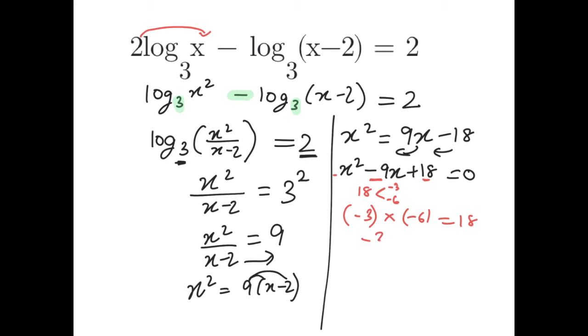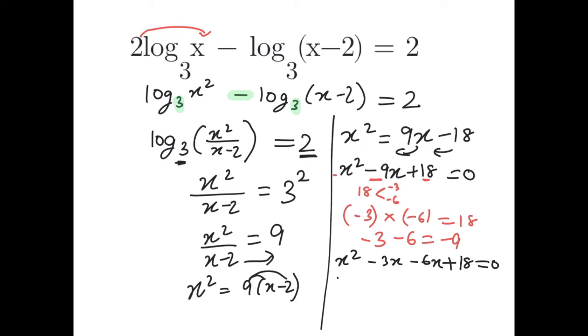But if we do negative 3, negative 6, we also get negative 9 like we wanted. So if we write it as x squared minus 3x minus 6x plus 18 is equal to 0, negative 3x, negative 6x is still equal to negative 9x. I just wrote it in a different way.